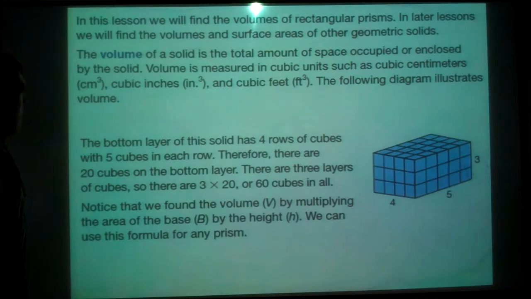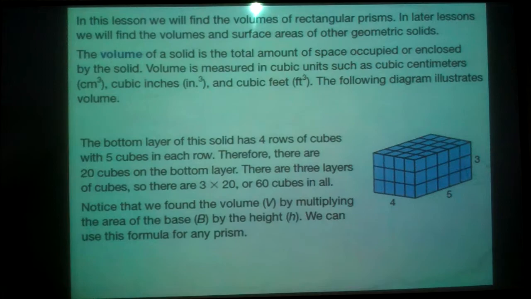We'll be going through that tomorrow. Okay. So in this lesson, we will find volumes of rectangular prisms. In later lessons, we will find the volumes and surface areas, so there will be a difference between surface area and volume of other geometric solids. So we will get into that, but we're going to start off with the easiest form of volume first.